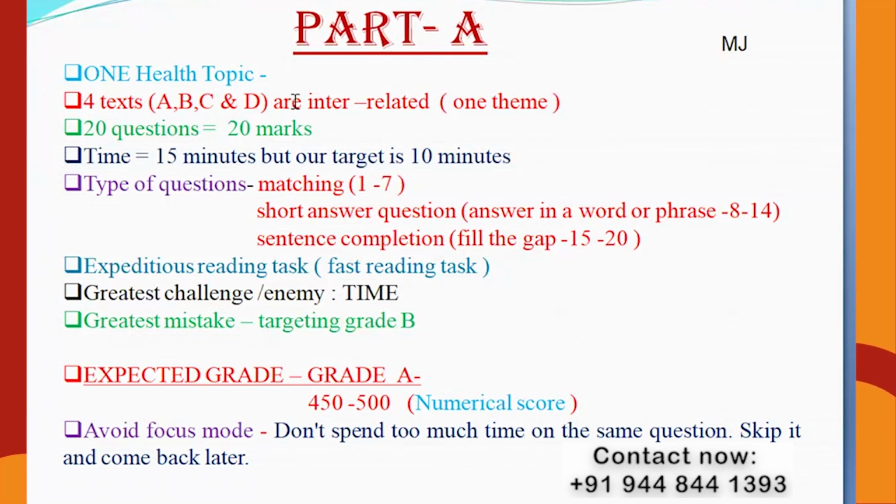Then expeditious reading task, that means fast reading task. Here we cannot wait for a long time. We need to be fast. Within 15 minutes we have to complete the 20 questions. Here the greatest challenge or enemy is time management. And the other one is a mistake, the greatest mistake. We are focusing only on grade B, but according to our Father's strategy, we need to focus on grade A. The expected grade should be grade A, and 450 to 500 as the numerical score.